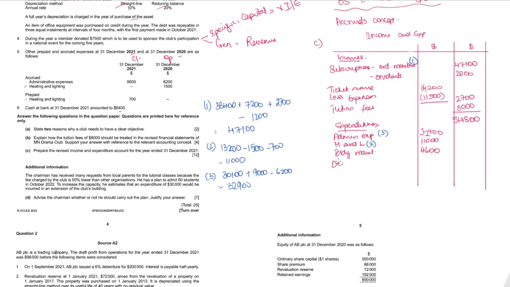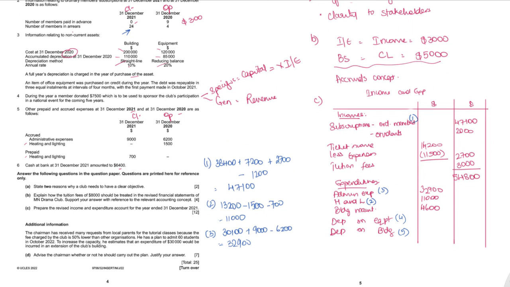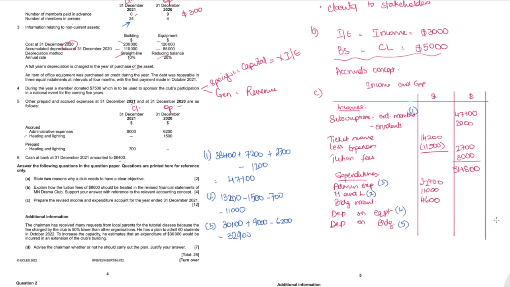Now we have depreciation on equipment and depreciation on building. So let's call this number 4 and number 5. Okay, for equipment, 120,000 is the opening equipment and accumulated depreciation is 85,000. But if you remember, we had purchased $6,000 worth of equipment during the year. So 120,000 plus 6,000 minus 85,000, the whole multiplied by 20%. So we get 8,200.